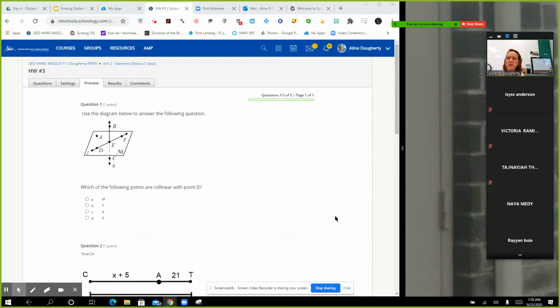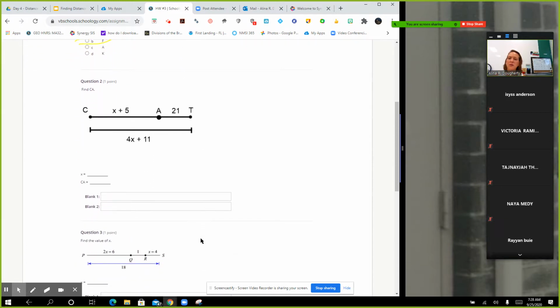Colinear point to D? F. Yep. So F or D, or F or E, either one of those would have worked, right? So that was pretty simple. What about the next one?